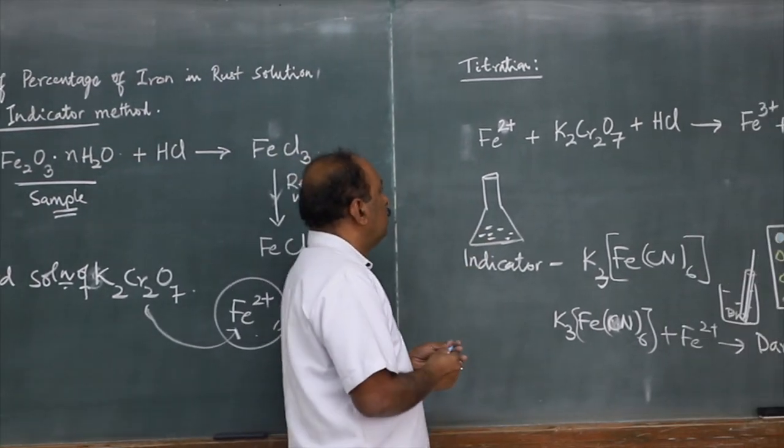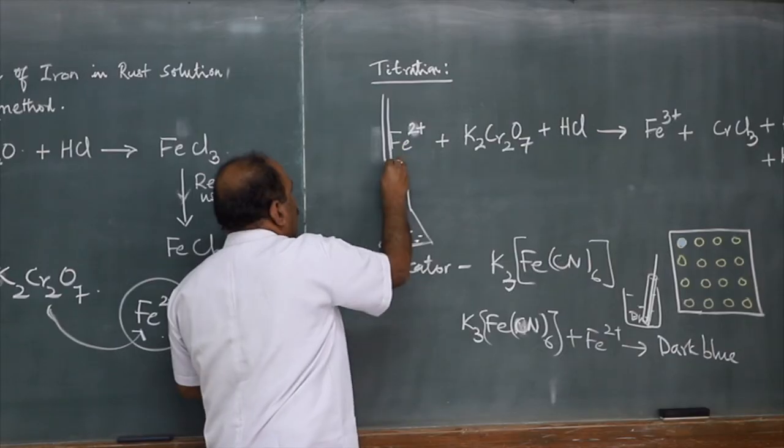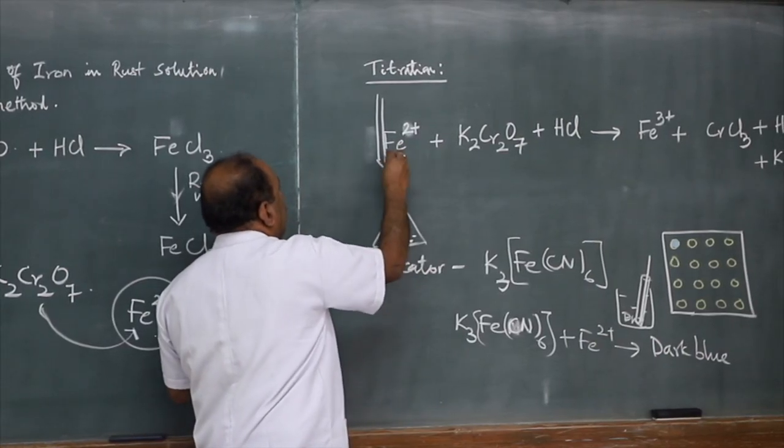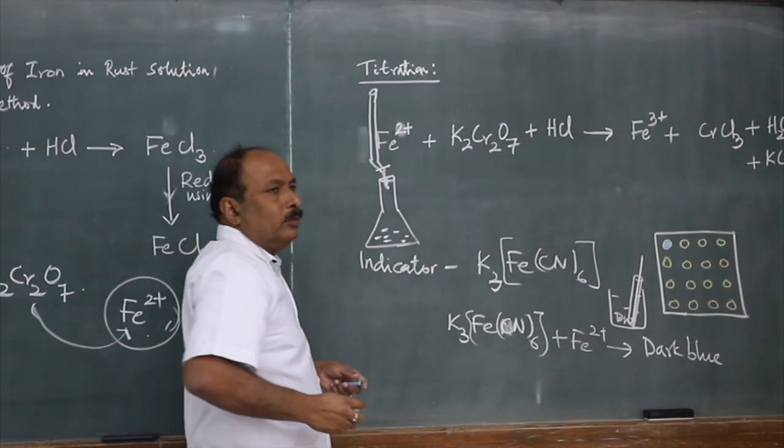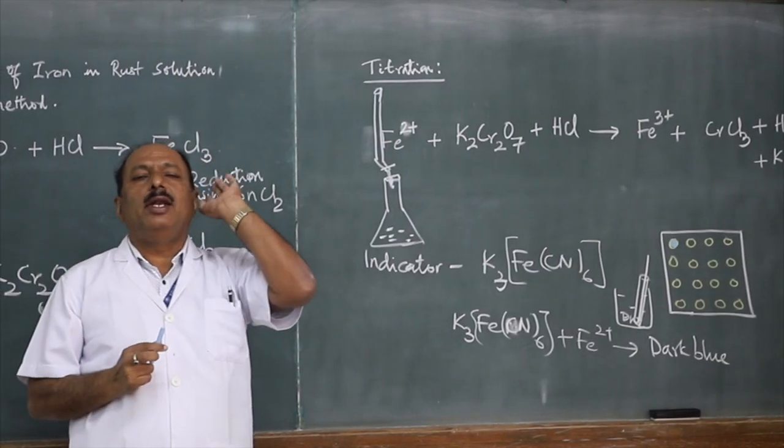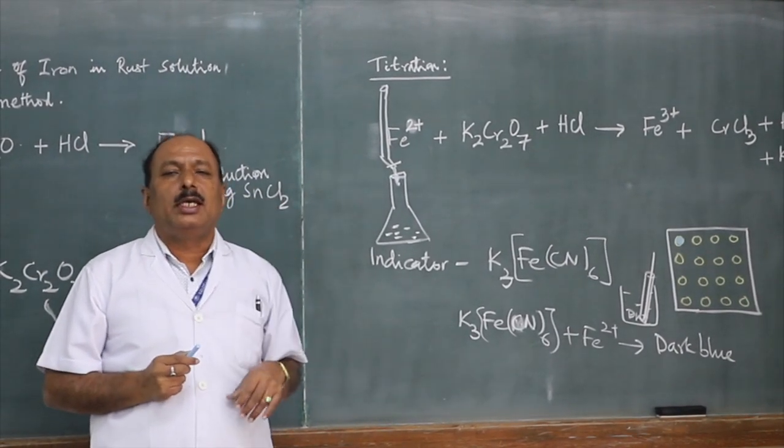Now, into this, from the burette, you go on adding potassium dichromate in installments of 1 ml at a time and go on checking for the color change.